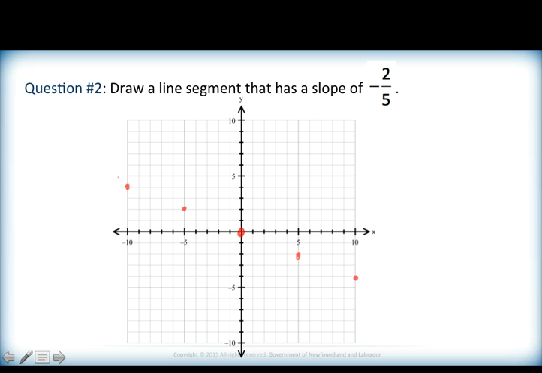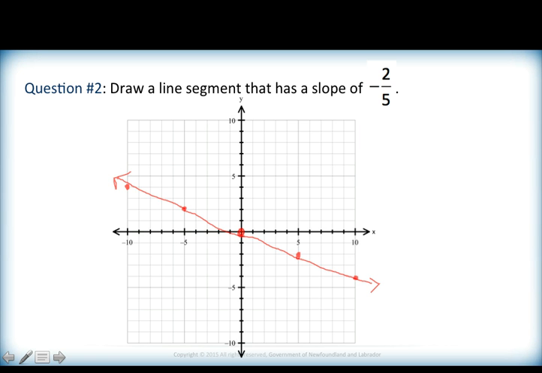So if we try to join these points now, of course when you do yours, you're going to use a ruler, so it's going to be much neater. As we join the points, we see that we have a decreasing line that moves down from the left to the right.